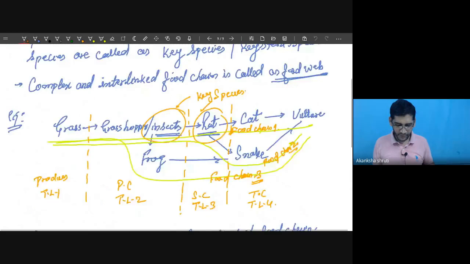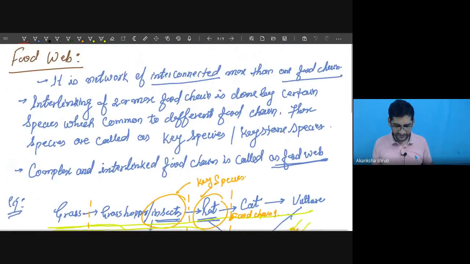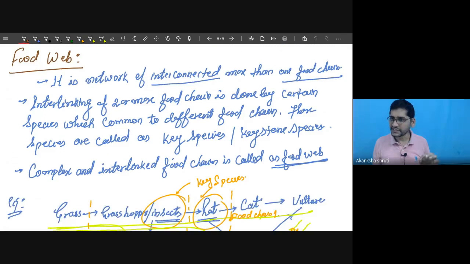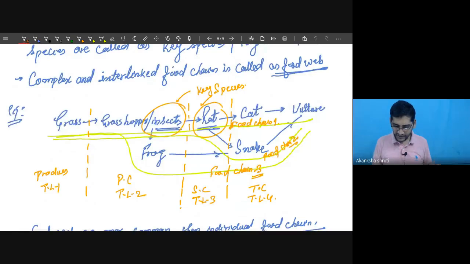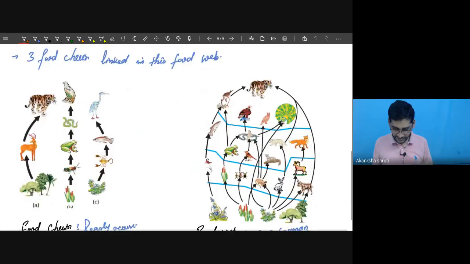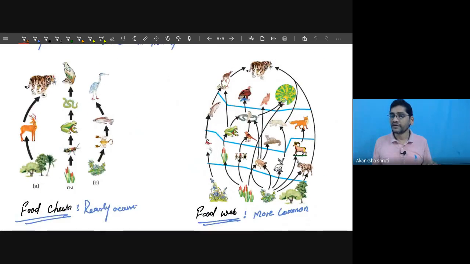Getting? The important species which links different food webs is called the keystone species. If this keystone species is extinct or removed, then this interconnection gets disturbed and the entire food chain is severely affected to the maximum extent. So this was all about it.